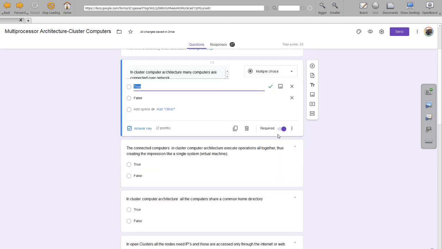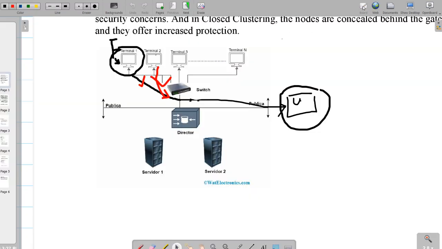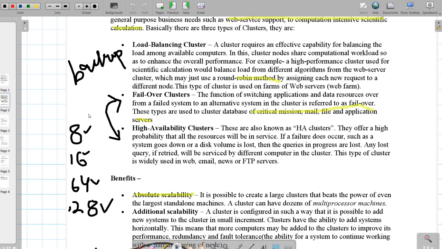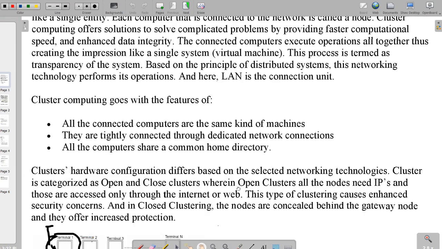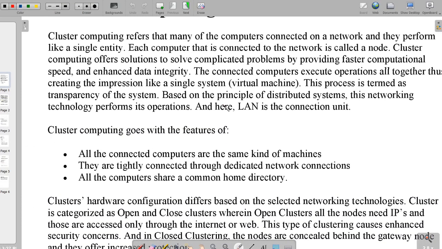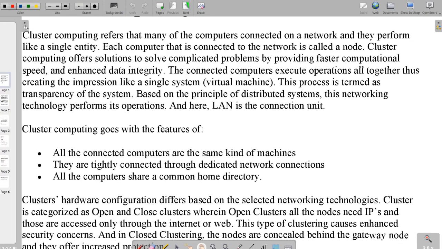Next question. The connected computers in cluster computer architecture execute operations all together, thus creating the impression of a single system or virtual machine. That is again true. When you access Google Drive, you have the illusion that Google is hosting its Google Drive service from a single computer. You get an impression that everything is being served from a single computer, and this line was somewhere in the notes. Yes, here it is: the connected computers execute operations all together, thus creating the impression of a single system.